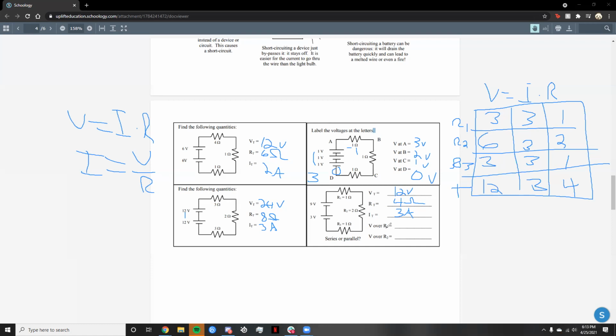So V over R1, my bad, V. So for R1, what's the voltage? 3. So 3 volts is that answer. V over R2, 6. Easy. 6 volts is that.